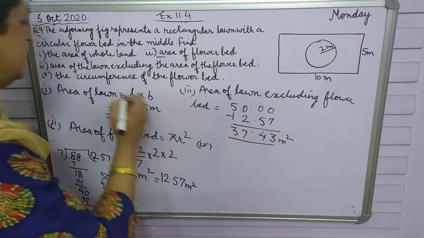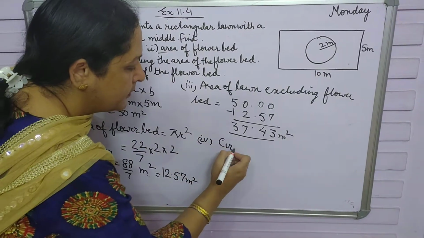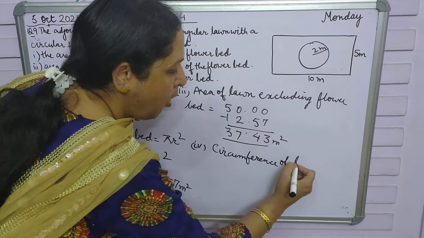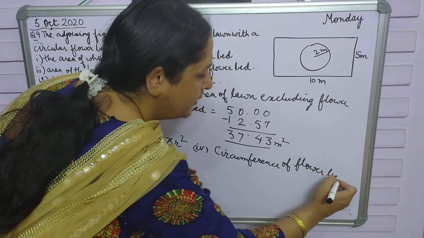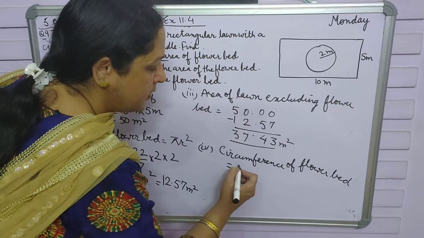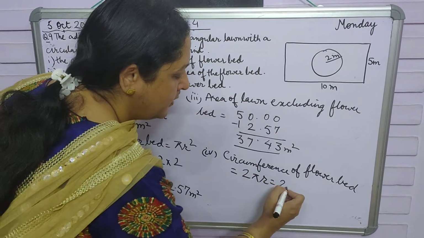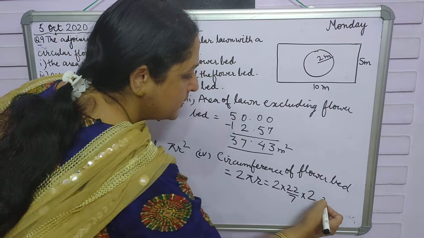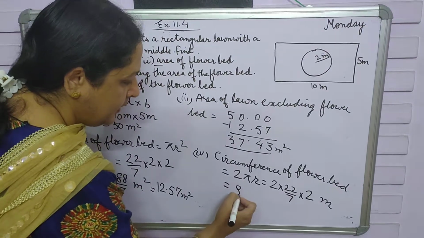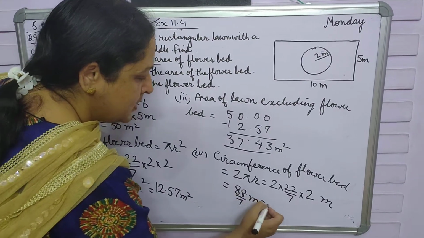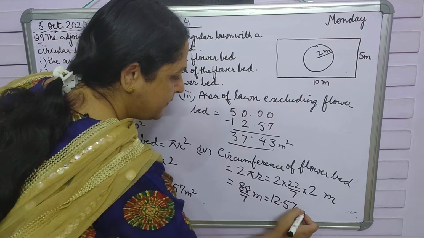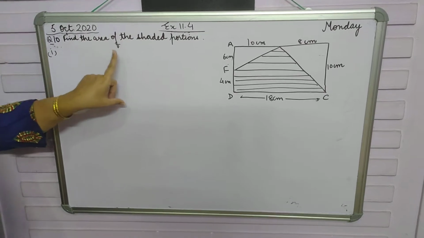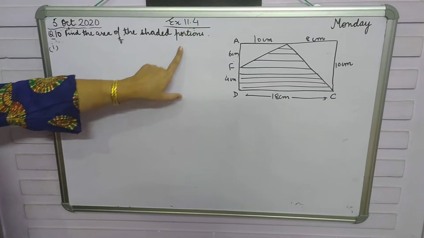Fourth part is circumference of the flower bed. So let us find out circumference of flower bed, and it's a circular part, so its circumference is 2 pi r. So 2 into 22 by 7 into r means 2 meters. So it is again 88 upon 7 meters. So it is 12.57 meters. Question number 10 is, in these given figures we have to find out the area of shaded portion.